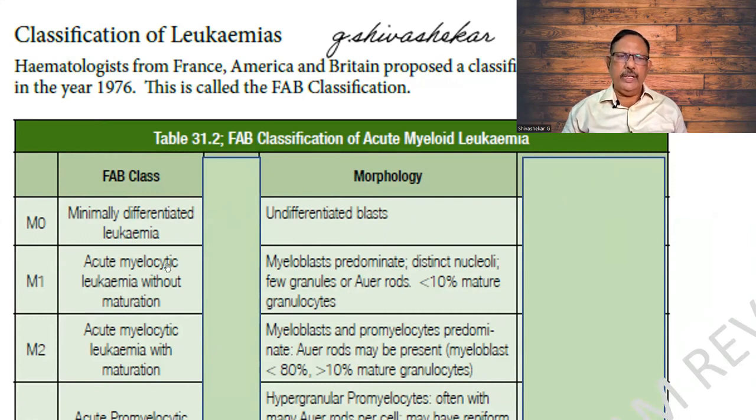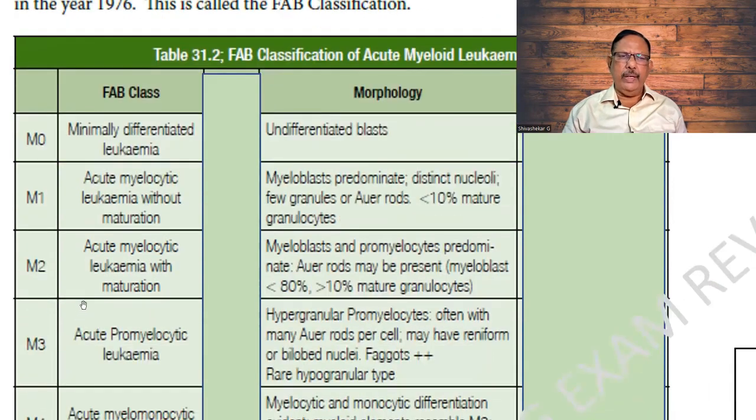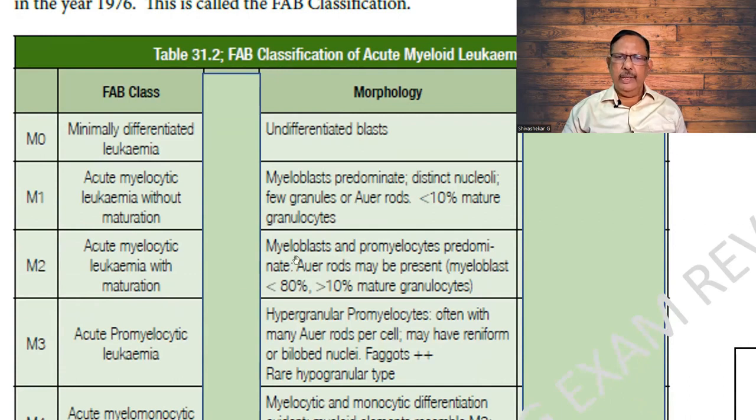M1, acute myelocytic leukemia without maturation. Here the myeloblast will predominate and distinct nucleoli will be seen. There are few granules or Auer rods are also few. Less than 10% of the cells will be mature. The next one, M2, will be acute myelocytic leukemia with maturation. Here the myeloblasts and promyelocytes. With maturation means the next cell will be there. Therefore, the promyelocytes will predominate. There are a lot of cells with Auer rods, myeloblasts are there, and mature granulocytes.